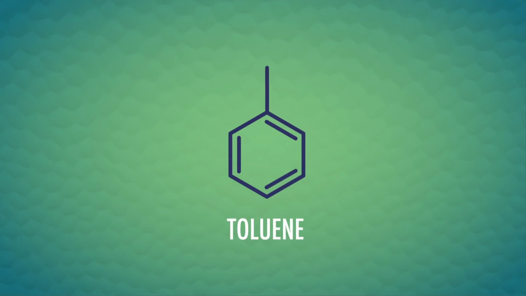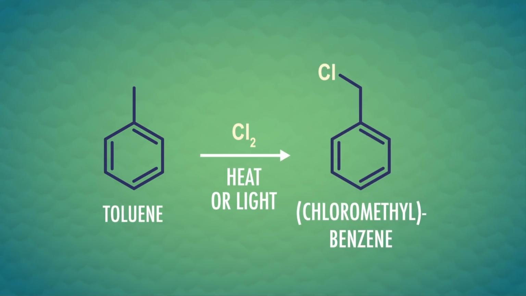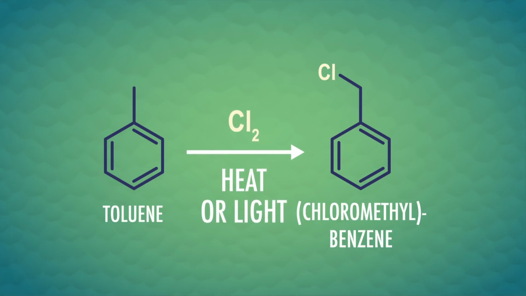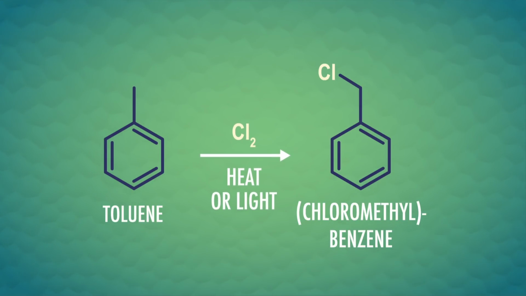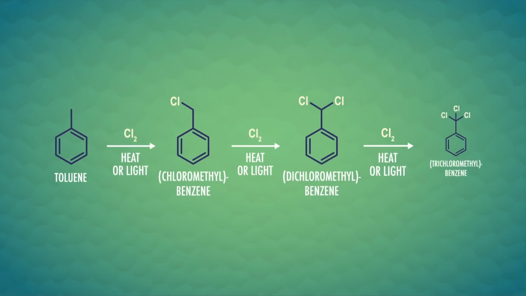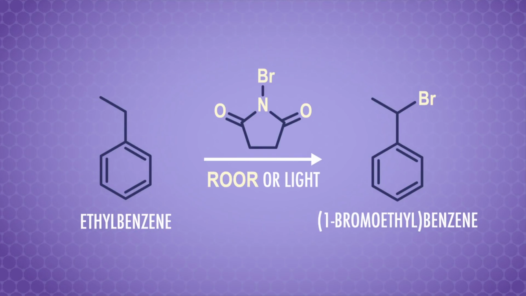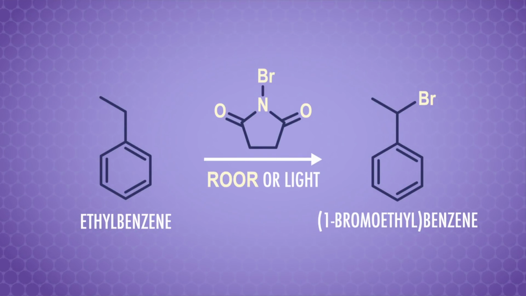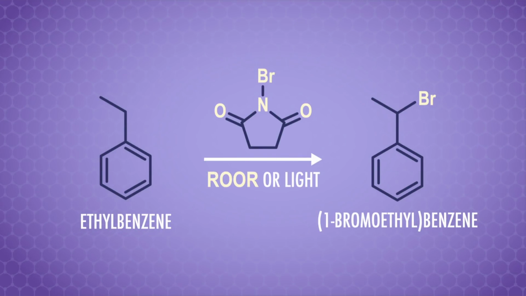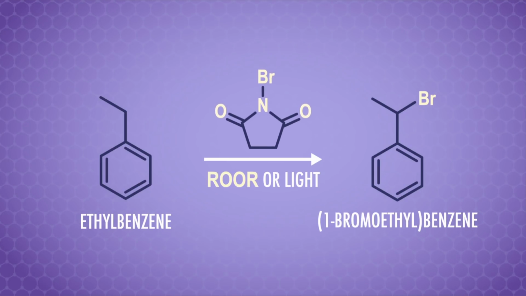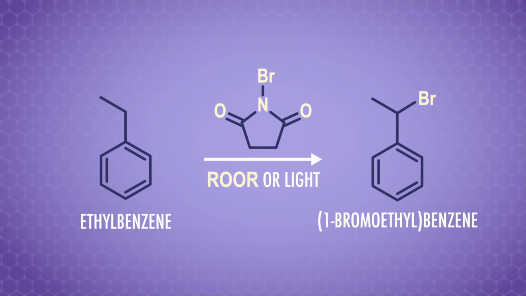Benzylic halogenation allows us to replace a hydrogen atom on a benzylic carbon with a chlorine or bromine atom. For chlorination, we simply heat our reagent, in this case toluene, with chlorine or expose it to UV light. If we use an excess of chlorine, we can continue to replace the hydrogens on the benzylic carbon with chlorine atoms. We can do the same thing with bromine to add bromine atoms to the benzylic carbon too. And this time, we'll use N-bromosuccinimide, or NBS, as our reagent.